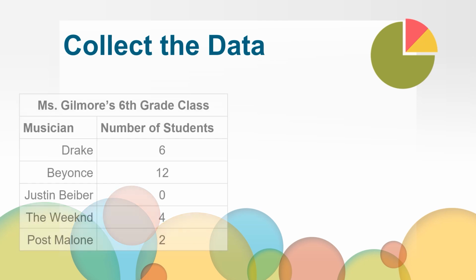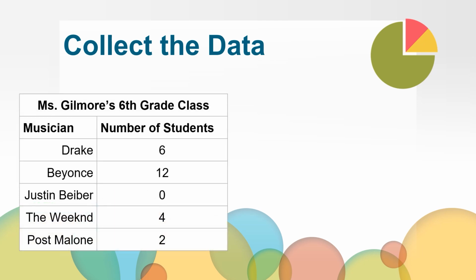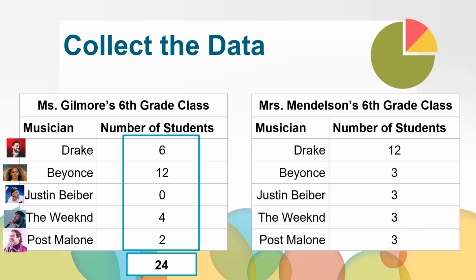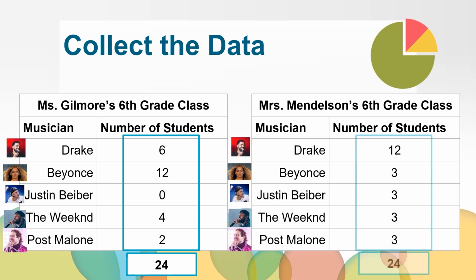Here's the data from Miss Gilmore's class. If we add up all of the students, we can see that we have a total of 24. And here's the data from Mrs. Mendelson's class. Again, if we add up all the students, we have a total of 24. Now that we've collected our data, we're almost ready to construct a circle graph. But first, we need to analyze that data so we can understand the numbers from each class and how they're a part of the whole.